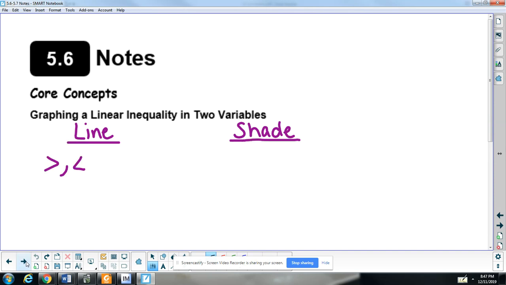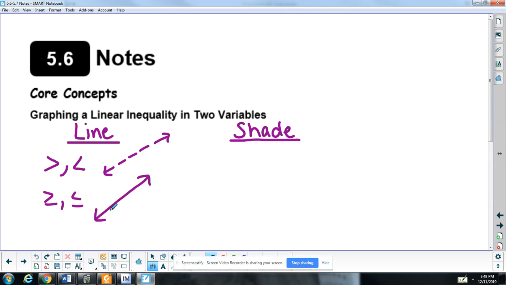If our inequality sign is greater than or less than, our line is going to be dashed. So it's not going to be connected. That's because this line is just a boundary. Anything on this line is not going to be a solution. It's just kind of telling us where we start or where we stop. If our inequality sign has the or equal to, so greater than or equal to or less than or equal to, it's going to be a solid line because we're going to include all the points on this line for our solutions.